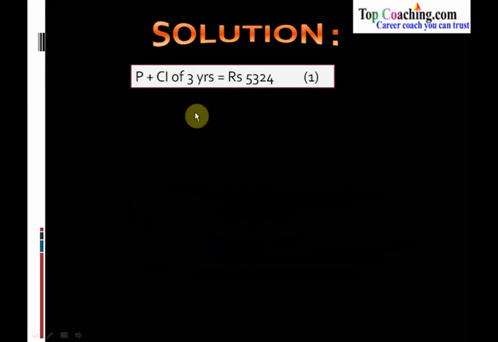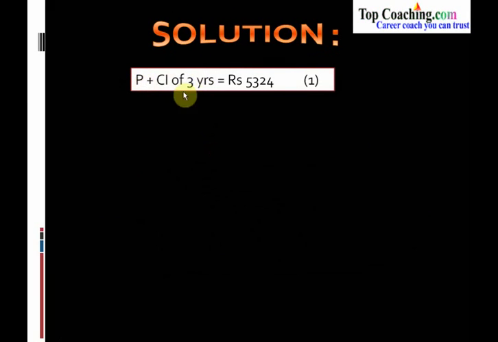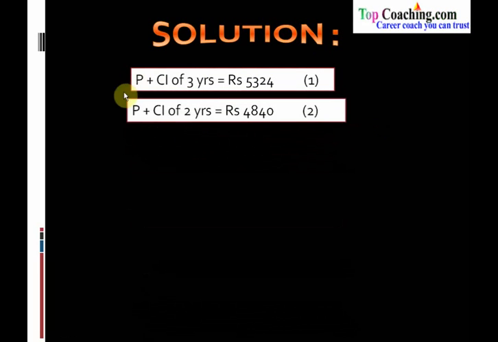So again, principal plus CI for 3 years is equal to Rs. 5324 given to us. And let us say that this is equation number 1. We have been given that the amount becomes 5324 for certain amount of money after 3 years. So principal plus CI would be equal to 5324 rupees. Now, in the first condition, it's given that it amounts to Rs. 4840 for 2 years. So P plus CI for 2 years is equal to Rs. 4840, and let us say that this is equation number 2.